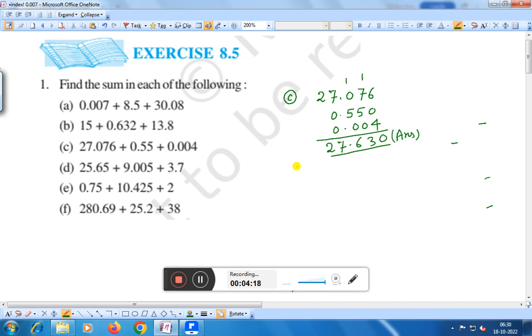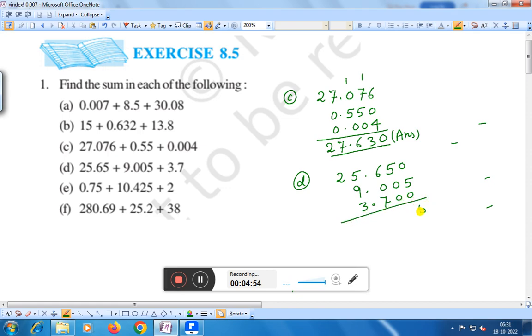right? This is question number C. Now question number D. Question number D is 25.65, 9.005. You can write it as 9.005 here, and 3.7. After the point, you can put 0 also and add the numbers.